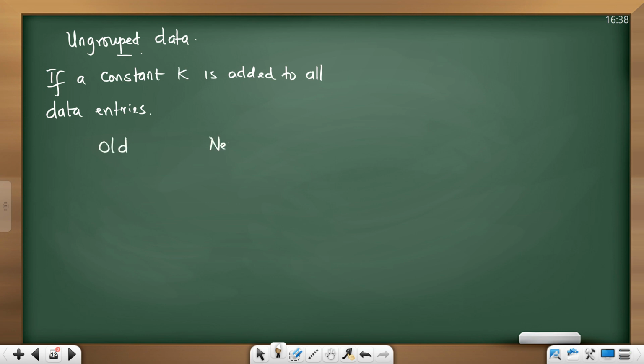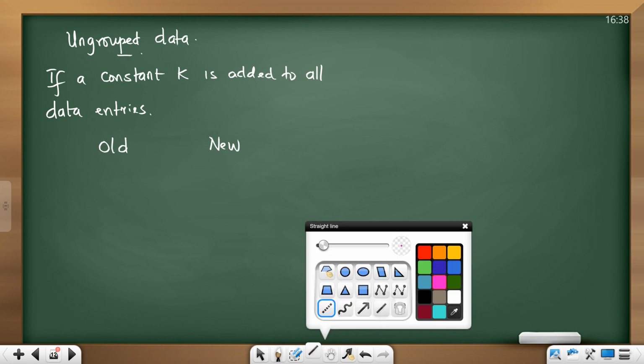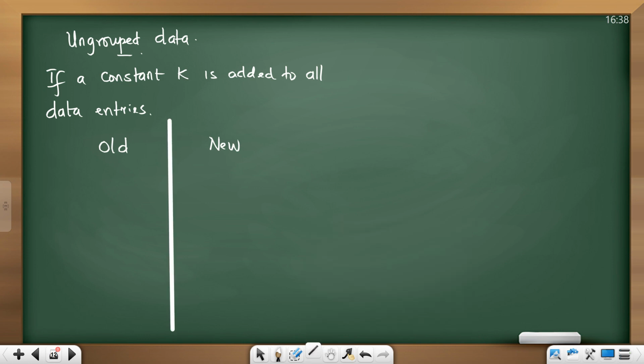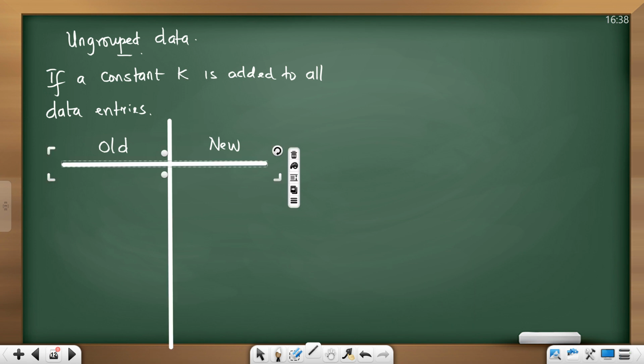Old and new. There's a question like that. I think it's Free State this year that asked something like that. My old mean is x bar, right? What will my new mean be? Remember, my new is old plus what? k. I've added k to every data entry there. What will be my new mean? Plus k. Don't recalculate. Any constant k added, a number.